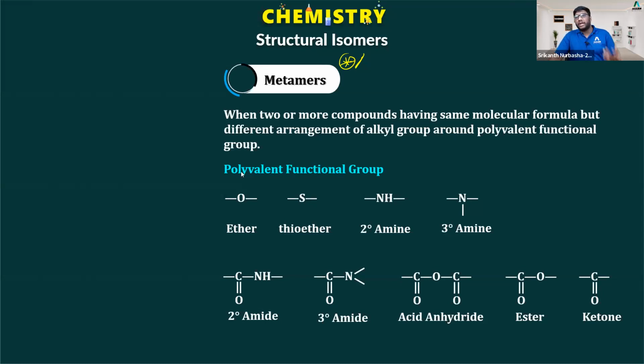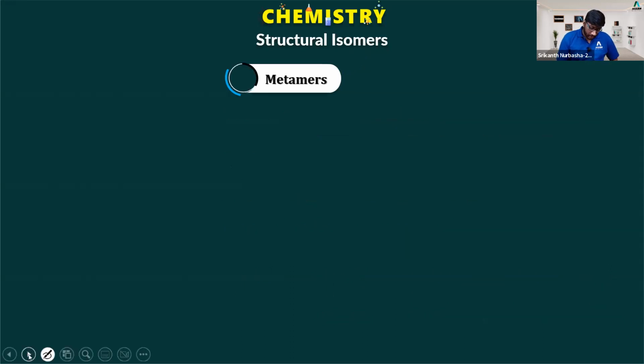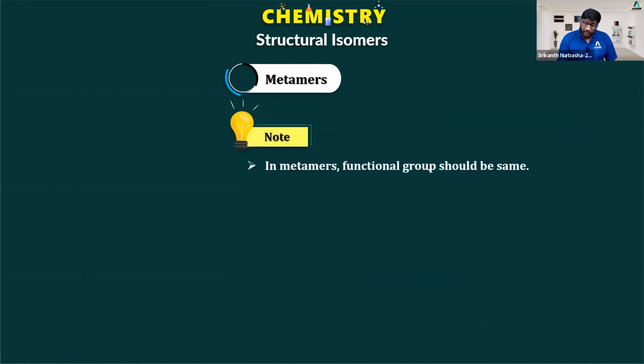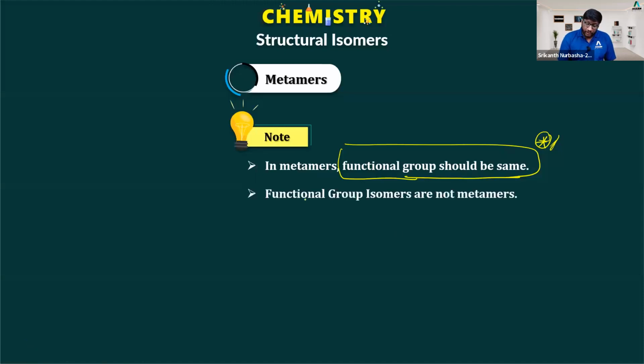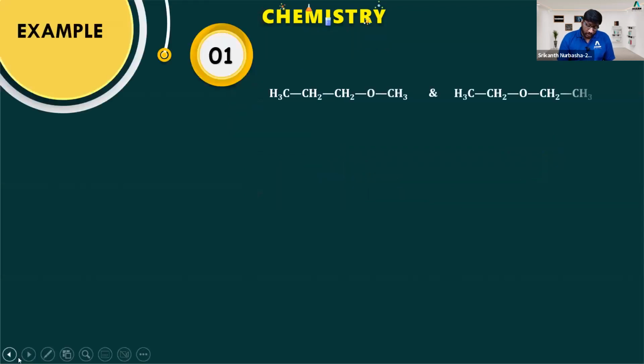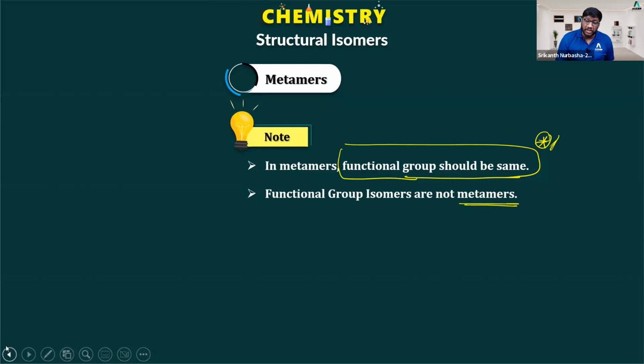Whenever we have a valency of two or more, they are said to be polyvalent atoms or functional groups. If for that group, two different alkyl groups are on two different sides of a polyvalent atom or functional group, then they are called metamers. So let us go with the example. In metamers, the functional group should be the same. This is the first point you should consider. If the functional group differs, then you can include them in functional group isomers, not metamers. Functional group isomers are not metamers, and in metamers the functional group should be the same.